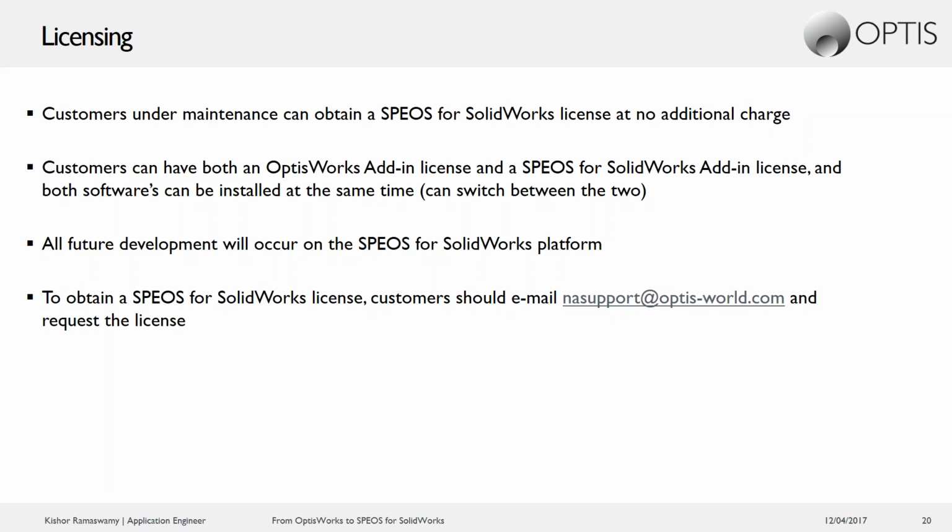For the Studio version, because the Studio installs SOLIDWORKS at the same time, you can still have a license for both OPTISWORKS and SPEOS for SOLIDWORKS. However, only one can be installed at any given time. So you can only have either OPTISWORKS Studio or SPEOS for SOLIDWORKS Studio installed. There are some workarounds in this case where you would need to have both installed. So I would suggest to simply contact me if you are in this situation, and we can go through what needs to be done for your specific case.